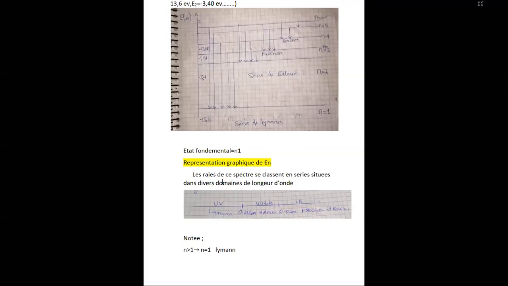The rays of these spectra are classified into series located in diverse domains of wavelength. So we see that these spectra, or these series, or these rays, are always arranged in diverse domains according to the wavelength, the longueur d'onde, which they have. If they say calculate the longueur d'onde, it simply means the wavelength.